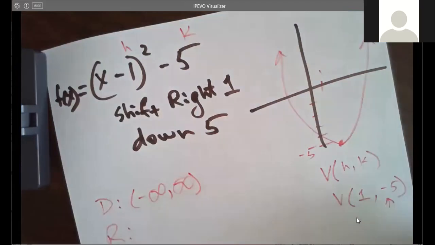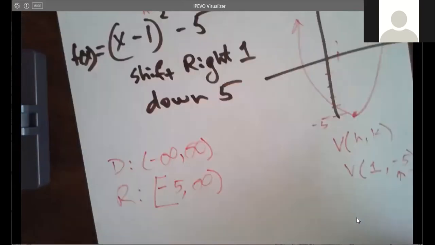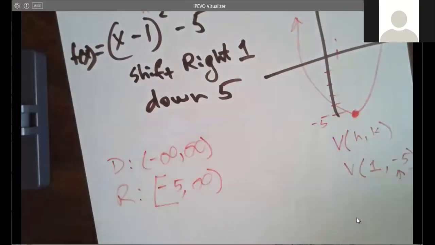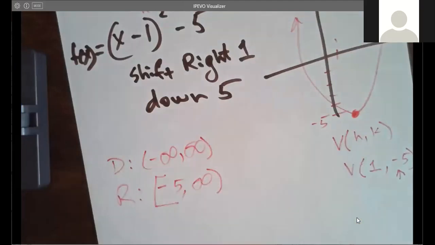So the range is going to be the k part of the vertex. So this would be negative 5, and because it's opening up, it's going to go towards positive infinity. And it's going to be closed because this is a definitive point. So it includes negative 5 and it moves up to infinity. Alrighty. Any questions with that?